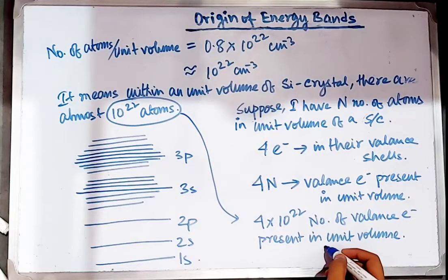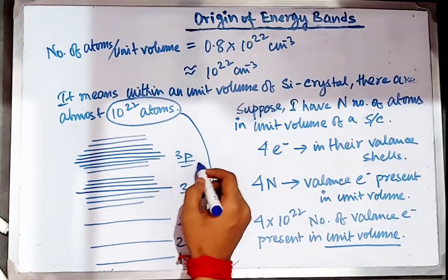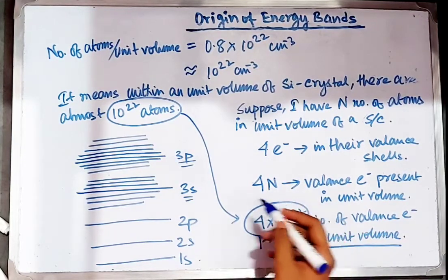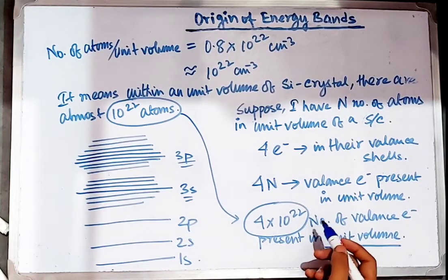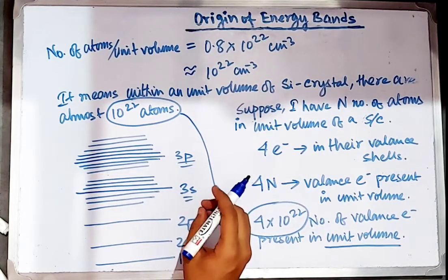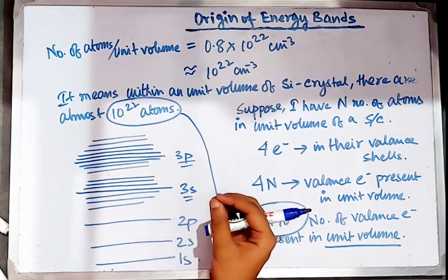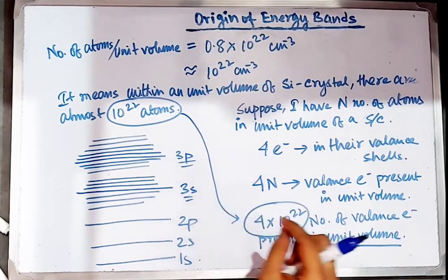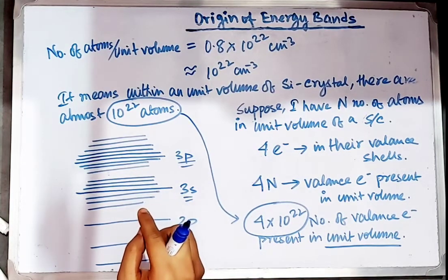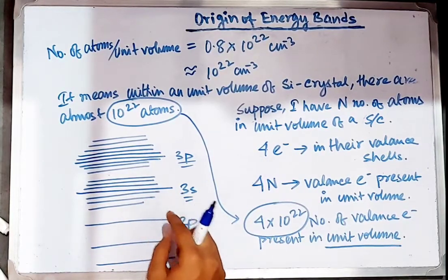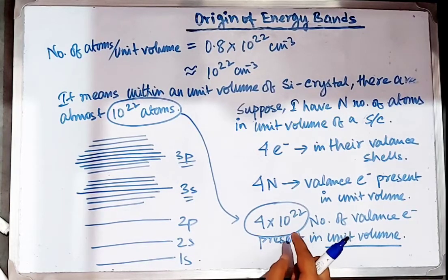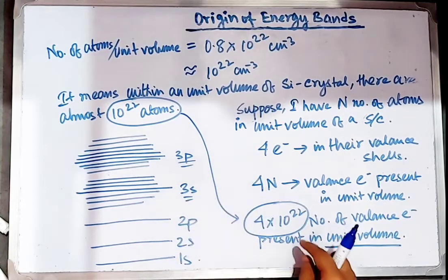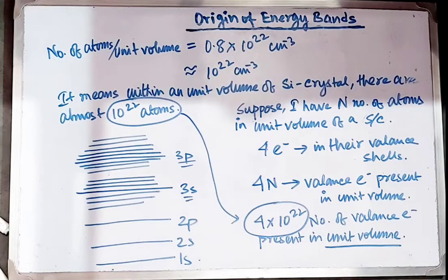Then of course, if I consider a unit volume, this 3s and 3p should get split into 4 into 10 to the power 22 energy states, because there are 4 into 10 to the power 22 electrons, and each of the electrons has different energies. They are experiencing different forces, so they will have different positions and different energies. So for each of those electrons there must be an empty energy state present. So for these 4 into 10 to the power 22 valence electrons, there must be 4 into 10 to the power 22 energy states. So this valence shell will get split into this number of energy states, which are slightly different from each other.